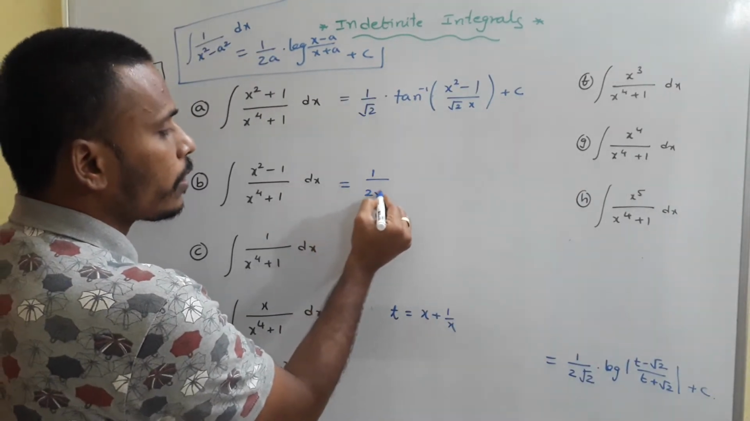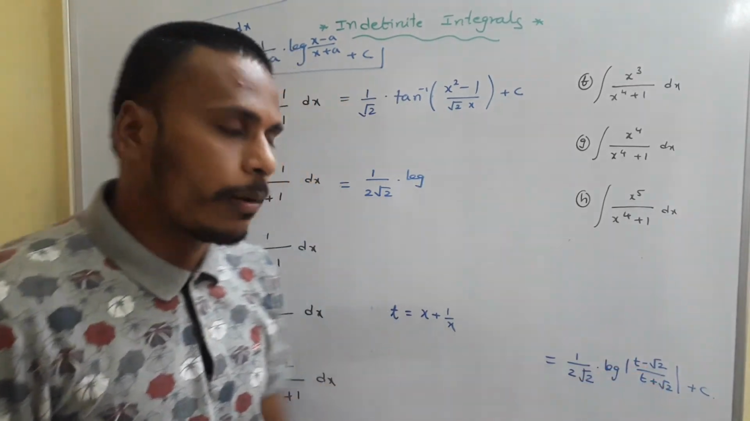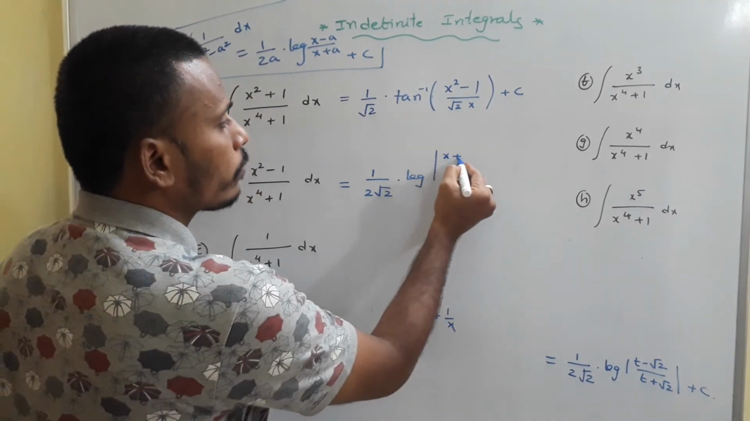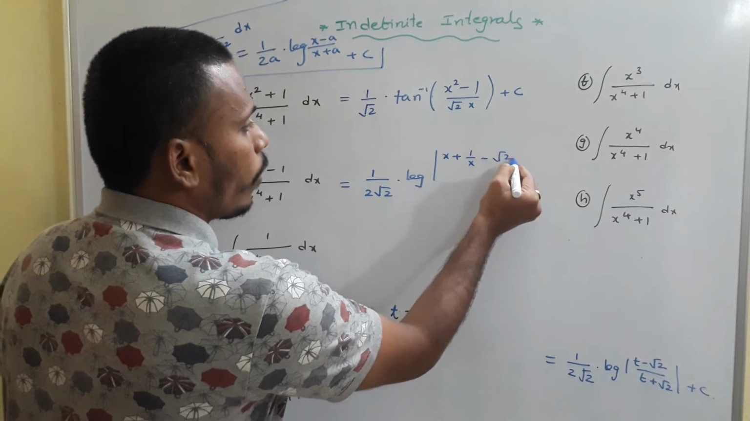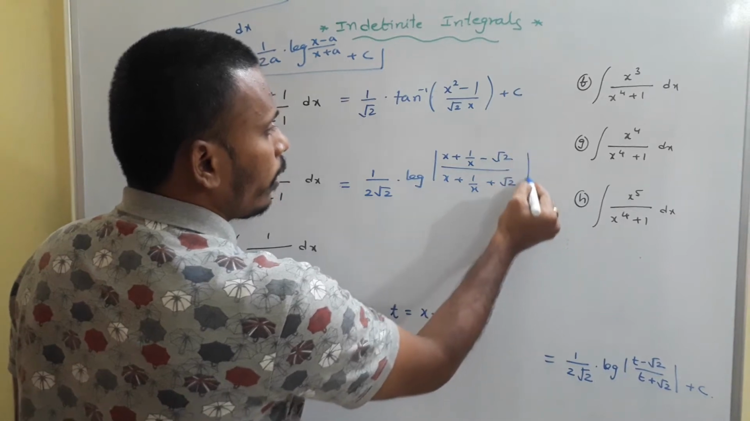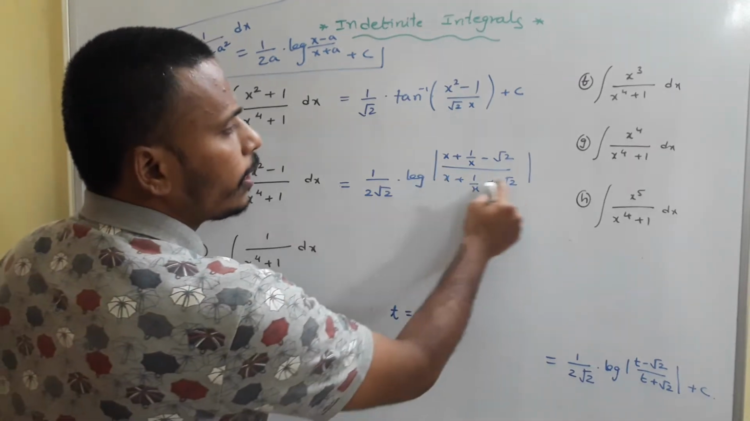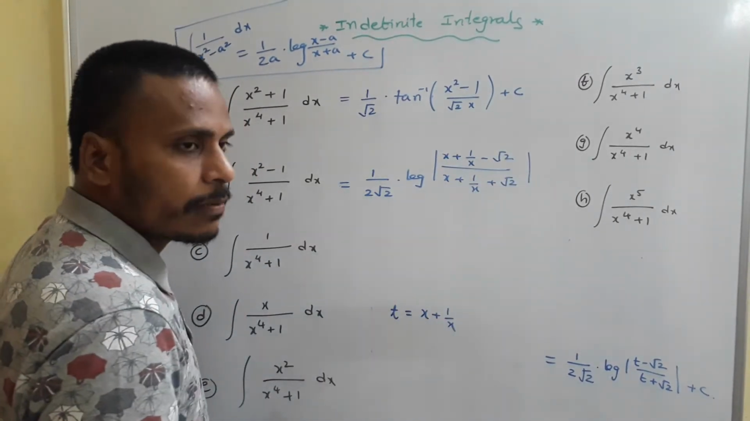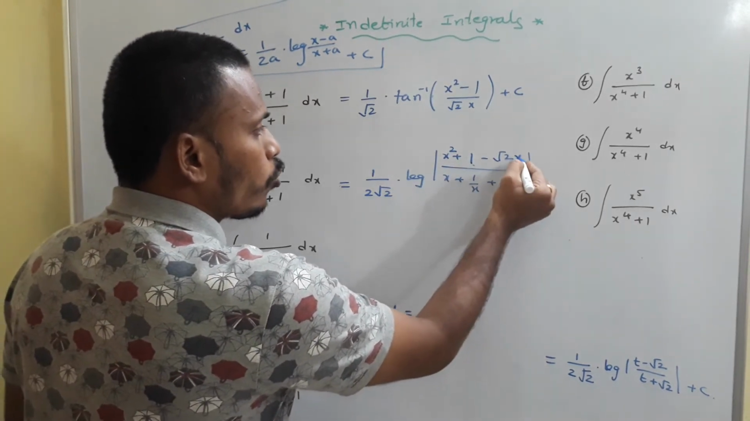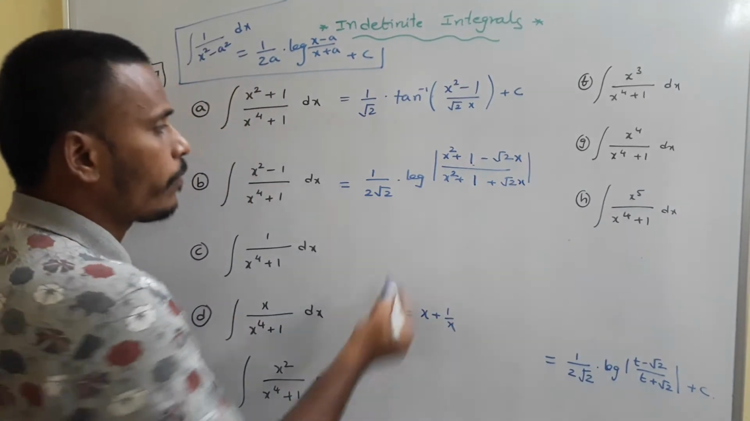Then this is equal to 1 by 2 root 2 logarithm of, replacing t with x plus 1 by x, modulus of x plus 1 by x minus root 2 divided by x plus 1 by x plus root 2. And there is a chance of further simplification if the options require. Multiply both numerator and denominator with x. Then this is x square plus 1 minus root 2x, and this is x square plus 1 plus root 2x. That's the bit actually.